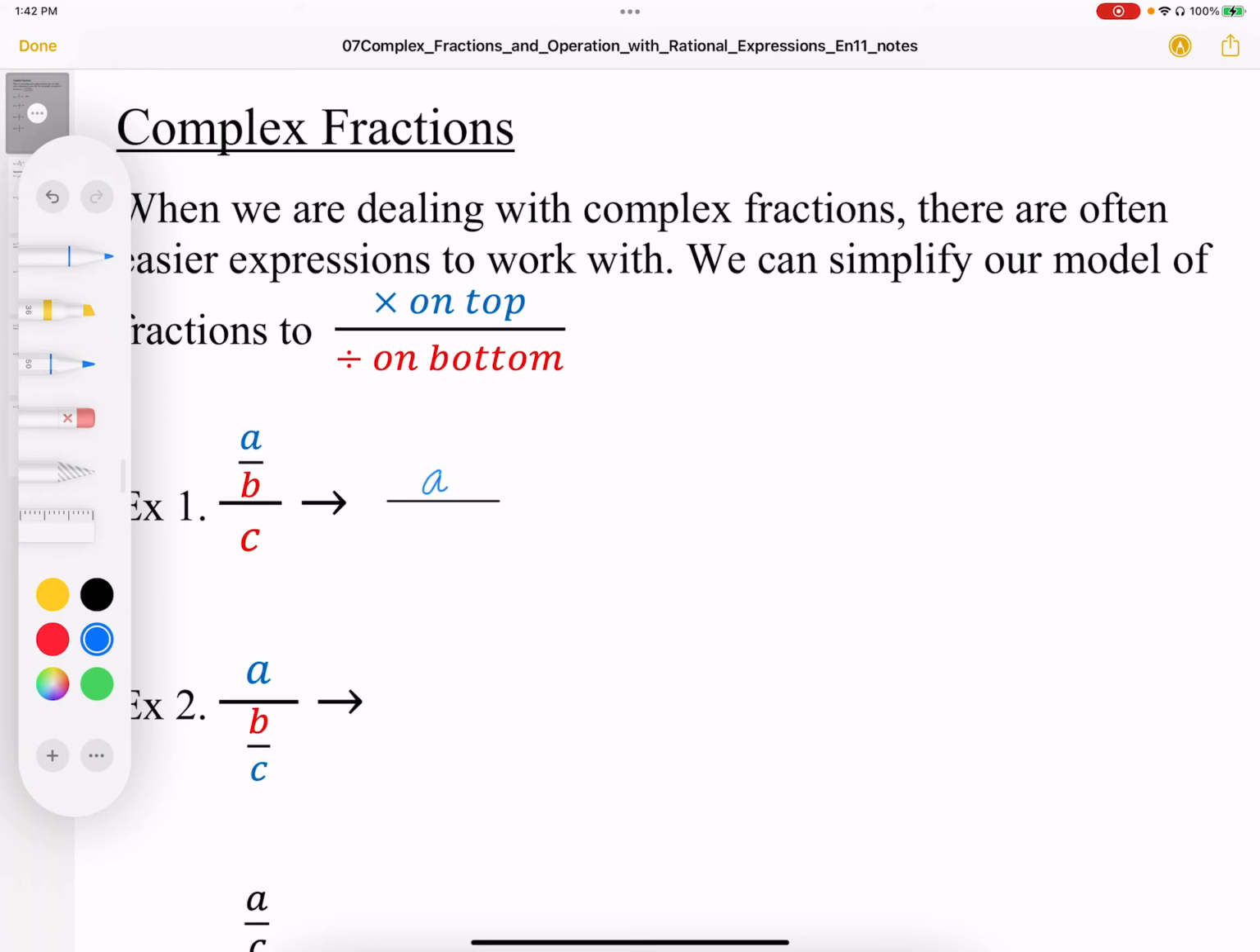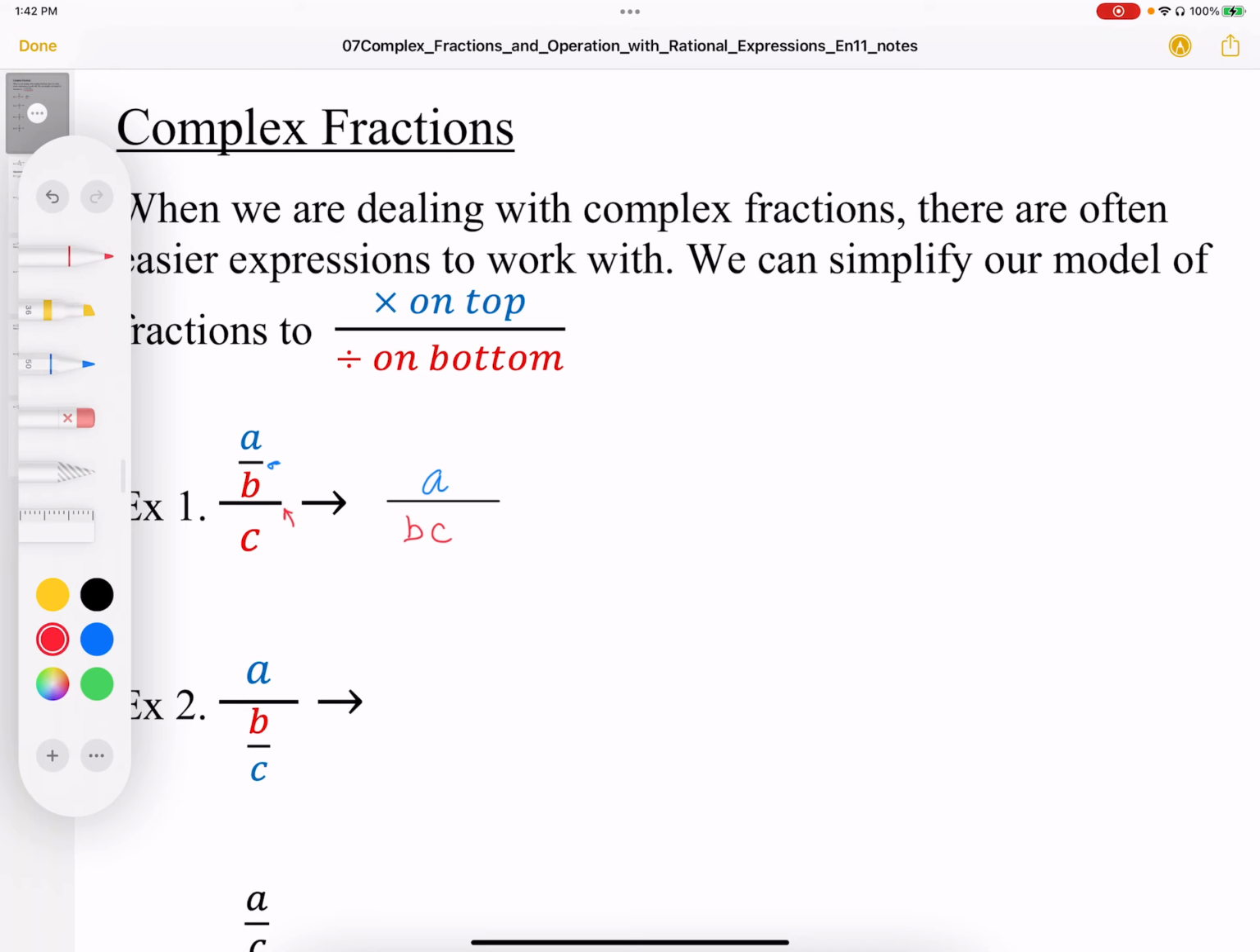When we take a look at the b, well, it's under one divisor right there. So we can just think of that as a divide. So that's a divide by b. Same with c. It's under one divisor. So it is in the denominator like this. So we can simplify this by putting the b and the c together in the denominator.